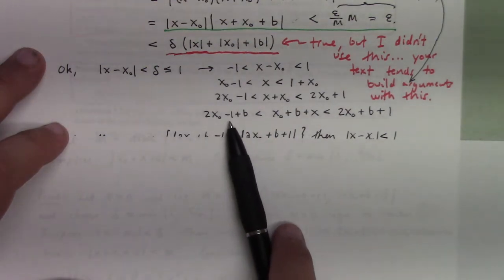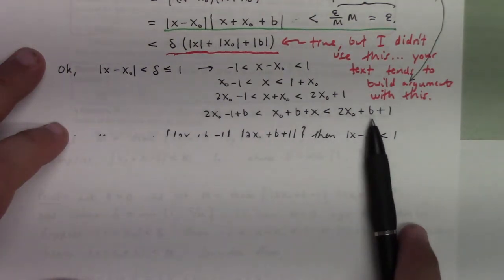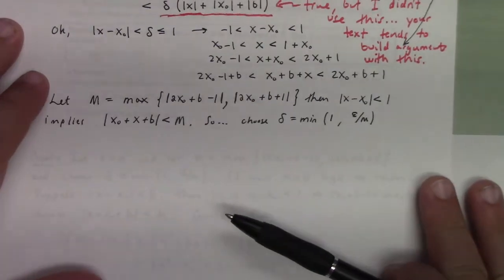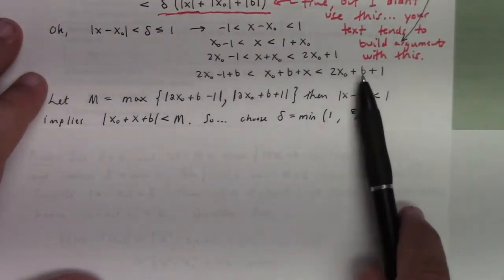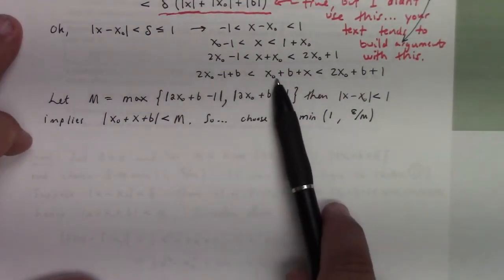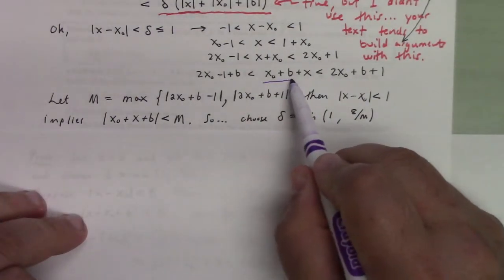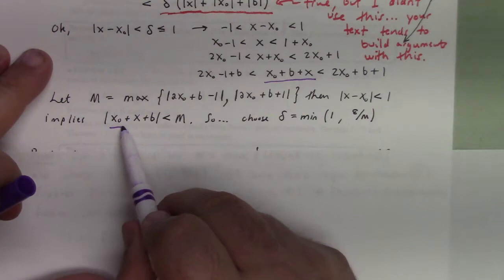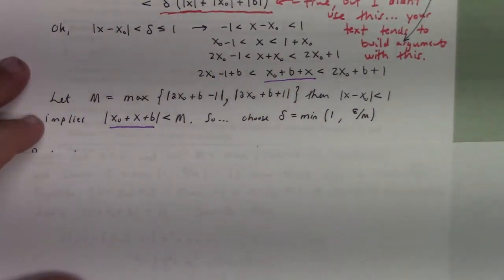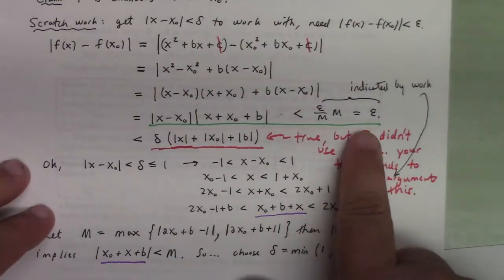Anyway, so I found that 2x naught minus 1 plus b and 2x naught plus b plus 1 are above and below that quantity. And so if I let M be the max of the absolute value of this and that, then certainly if I have absolute value of x minus x naught less than 1, then that implies that this quantity right here is less than M. All right, so I'm going to choose delta to be the minimum of 1 and epsilon over M because I know that that's going to then get back to here and be what I want.